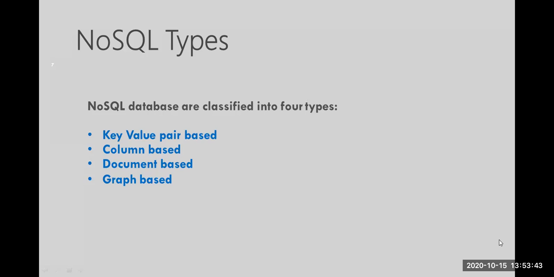These are the major types of NoSQL databases: key value pair based, column based, document based, and graph based. We will see them one by one in detail.